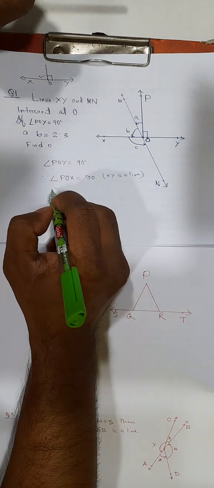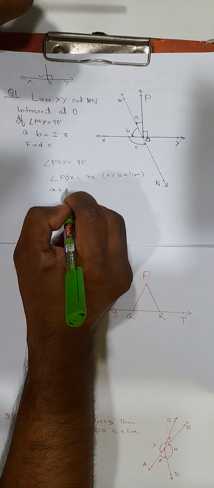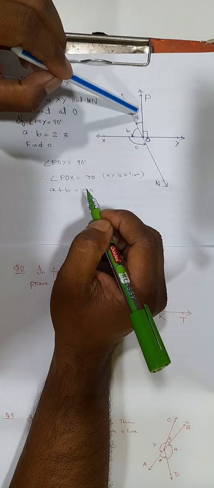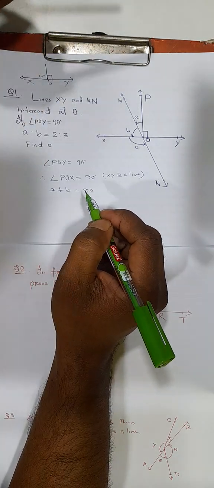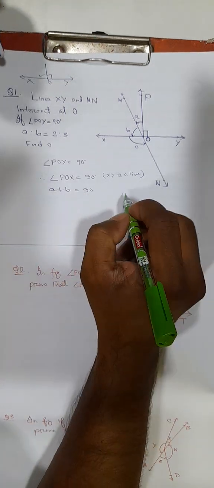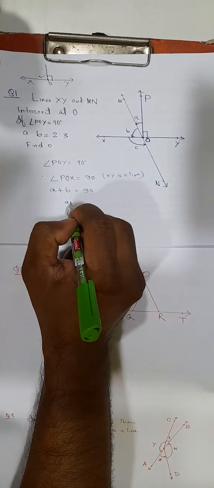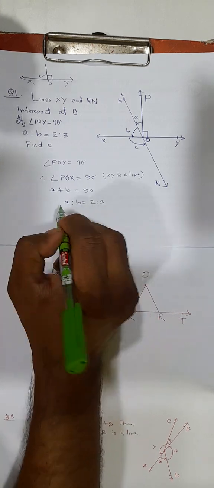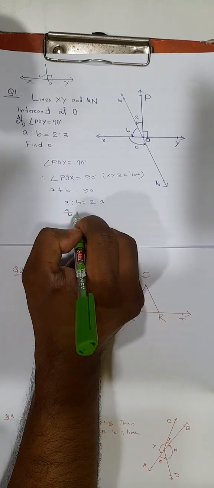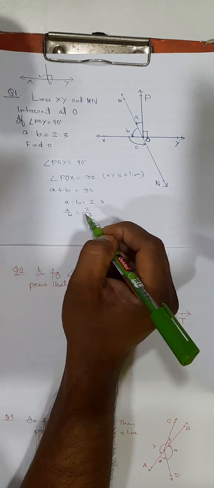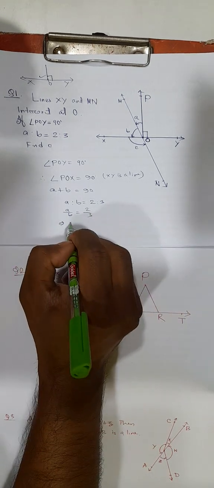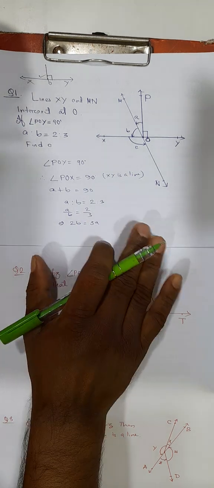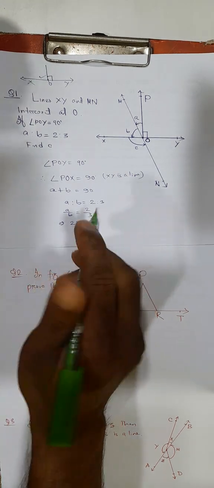Now what is POX? A plus B equals 90. The sum of A and B is also 90. Now it is given that A is to B equals 2:3. That means A by B equals 2/3. This implies that twice of B equals thrice of A, right?